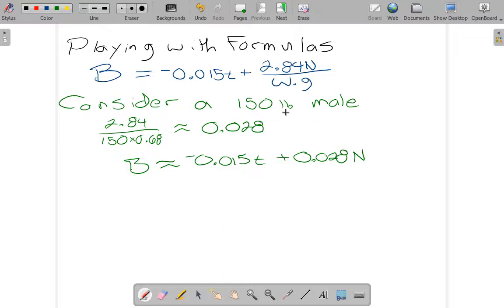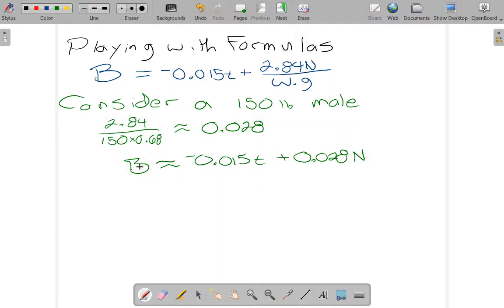So let's consider a male, 150 pounds. If I take into consideration this fraction over here, ignoring the number of drinks for a minute, I have 2.84 on the top, I have 150 pounds and the gender factor on the bottom, and if I plug that into my calculator and clean it up, I get about 0.028, so 28 thousandths. Plugging that back in, then the BAC is approximately negative 0.15t plus this factor times the number of drinks that the person has. So then I can explore over time and drinks what this person's BAC is.